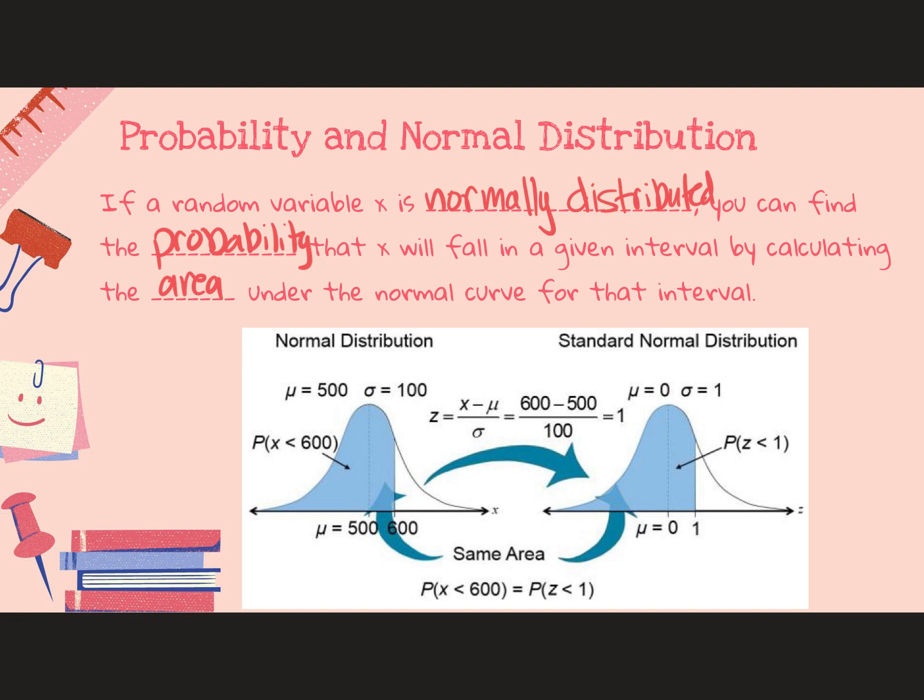And last class we talked about normal distribution and standard normal distribution, how we can take any value on our normal curve and turn it into a standard z-score using our z-score formula. Okay, and they're going to find the same thing. P of x is less than 600 is the same as P of z is less than 1.